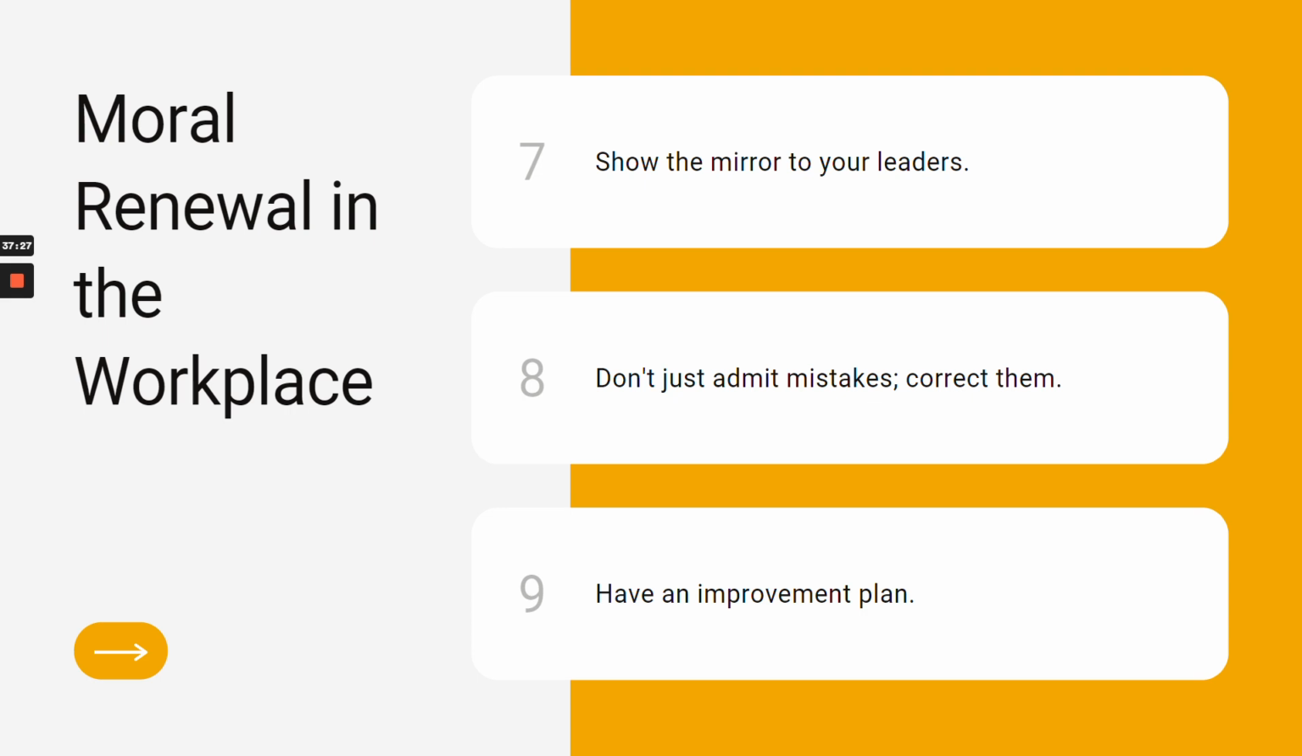Number nine, have an improvement plan. So you have to grab all the opportunity to improve yourself, right? Any feedback given to you, you should take it and reflect on it. If it will make you better, then go make an improvement plan. If you cannot change it right away, then you have to do baby steps so that you have a plan to improve yourself.